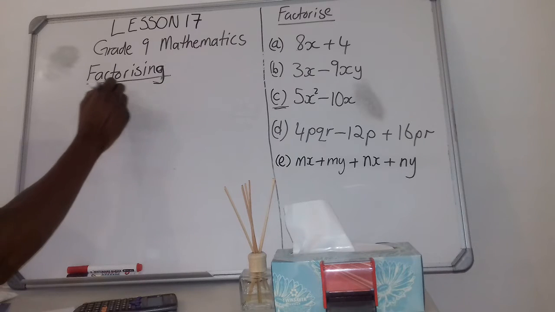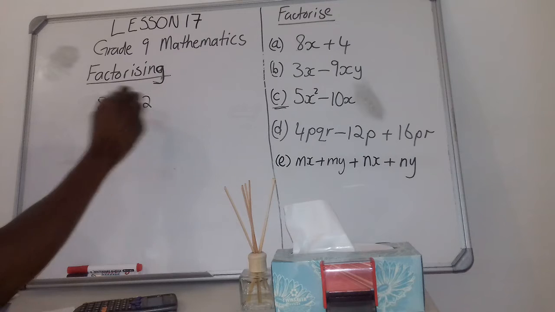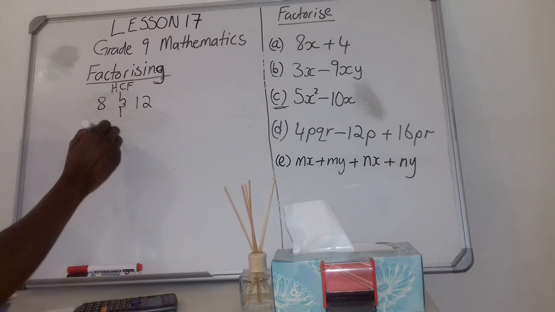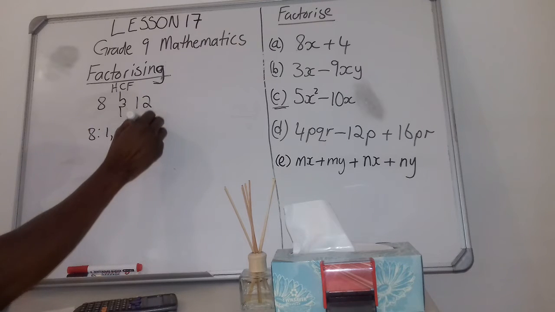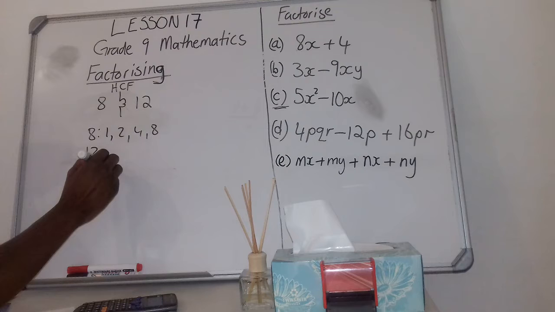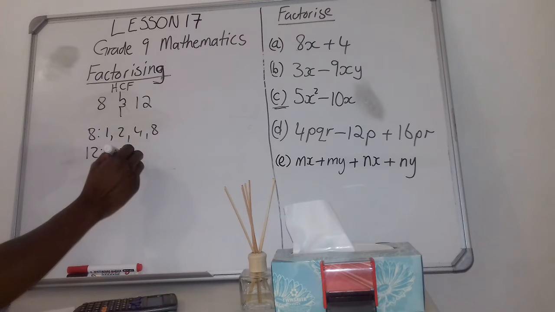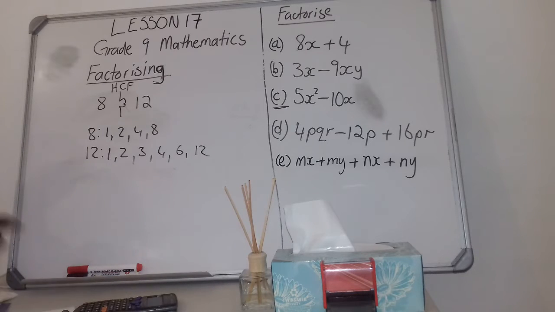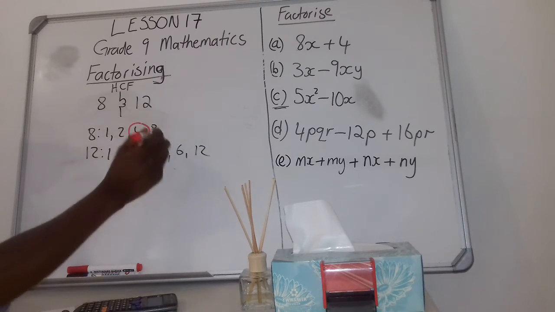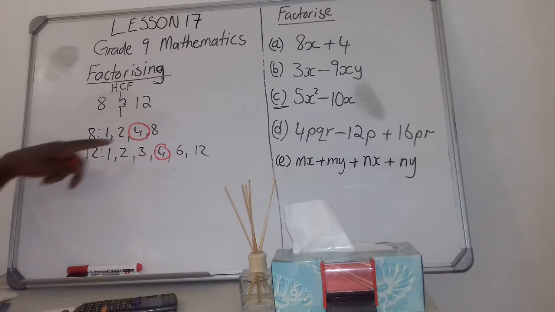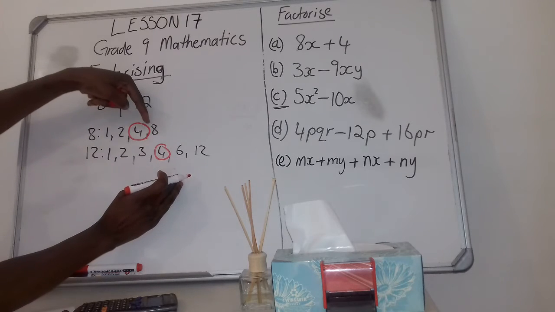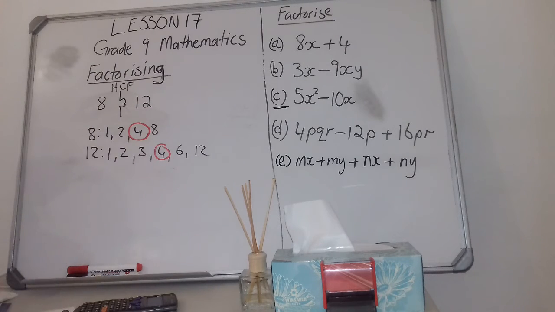So let's say we have 8 and 12. We want to find the highest common factor of these two. We list all the factors of 8: 1, 2, 4, and 8 itself. We also list the factors of 12, which are 1, 2, 3, 4, 6, and 12 itself. As you can see, the highest common factor of the two numbers is 4, because it's the highest number in both lists. We can't go for 6 because there's no 6 here. We can't go for 8 because there's no 8 here. So that's how you identify the highest common factor of any two given numbers.